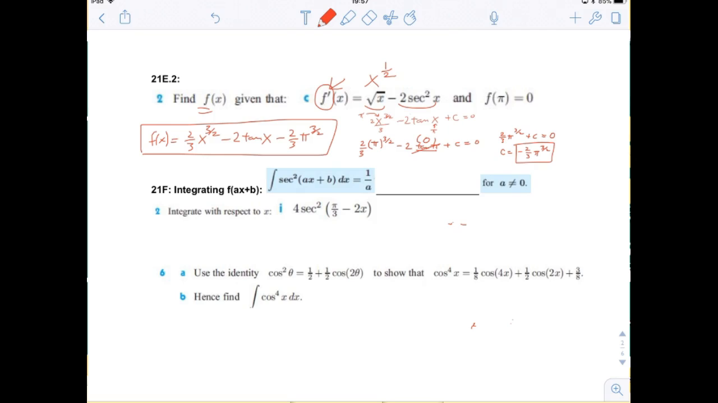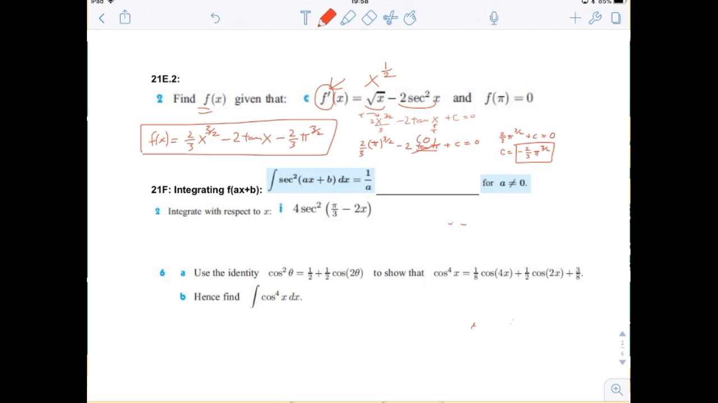Okay, next section, 21f, integrating f of ax plus b. So we did this section. Now, we're just going to do the extra HL integrals along with this. So remember, if you have a linear expression inside, instead of just a plain old x, you can undo the chain rule of this linear expression by dividing by the a value.